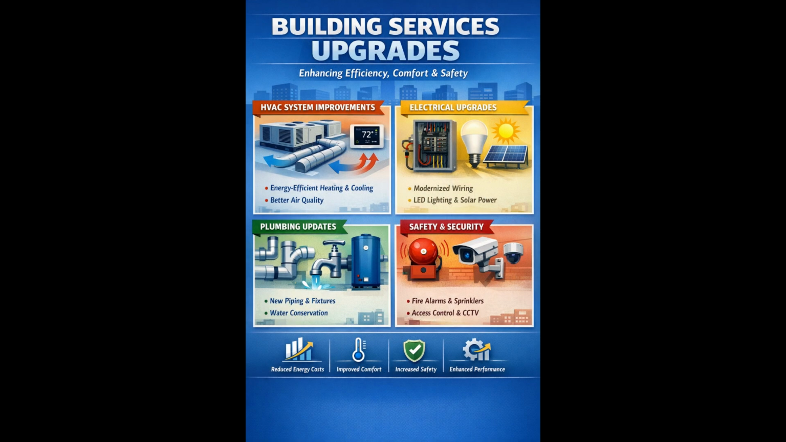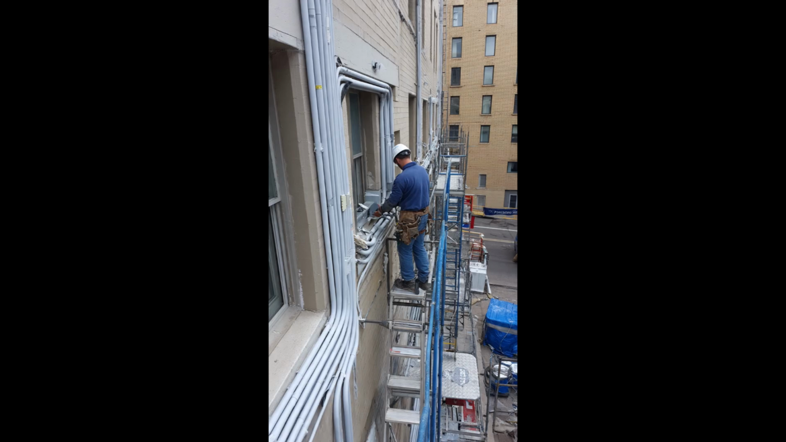Building services upgrades. Upgrading building services is a key part of renovation. Electrical systems often require modernization to handle increased power demand and ensure safety. Plumbing systems may need replacement due to leaks, corrosion, or outdated materials.